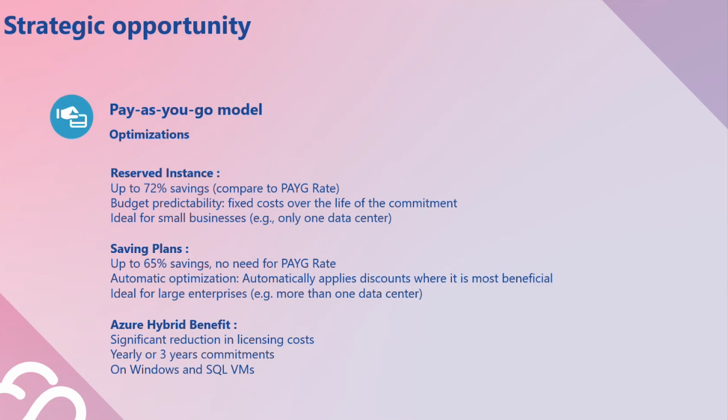First, the reserved instance: up to 72% of savings compared to the pay-as-you-go rate. Remember here, the pay-as-you-go refers to the rate, the consumption, not the subscription. So you pay for what you use. So this is budget predictability, fixed cost over the life of the commitment. And remember, this is an open commitment.